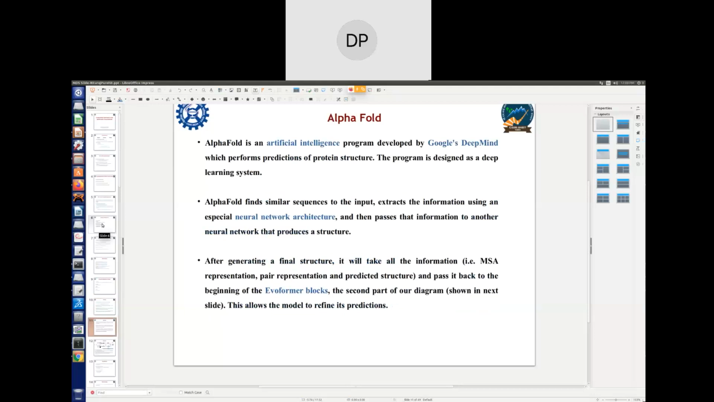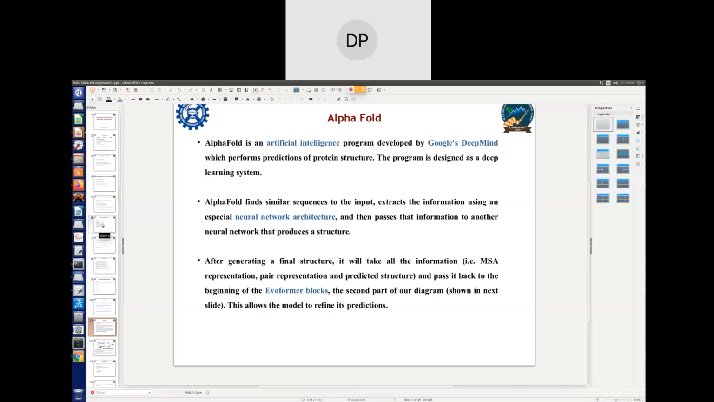Okay, so after all this, you might have already done homology modeling and all, but this is something very new, recently launched, I think near about 4 or 5 months ago. You heard about AlphaFold. This is another very efficient AI-based technique developed by the Google DeepMind group, which performs the prediction of protein structure. The program is designed as a deep learning system. So again, for this also you need to have a structured database in your backend. But here they implement deep learning, artificial intelligence concepts to get the structure.